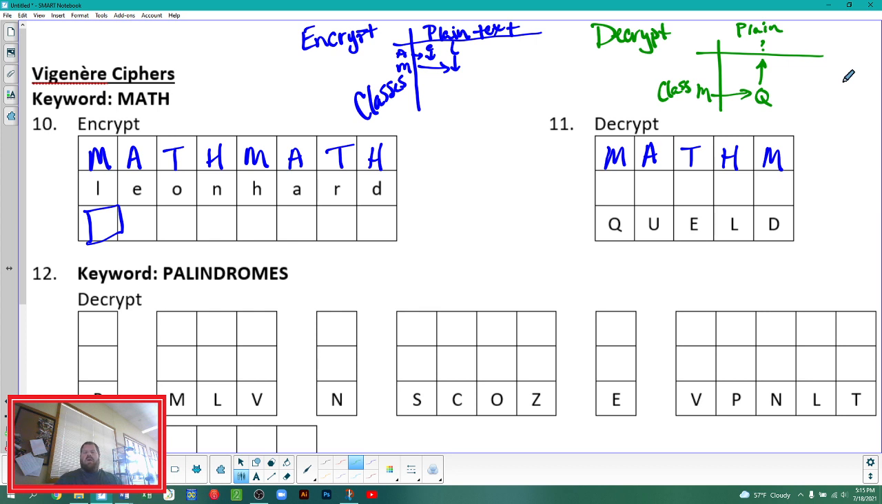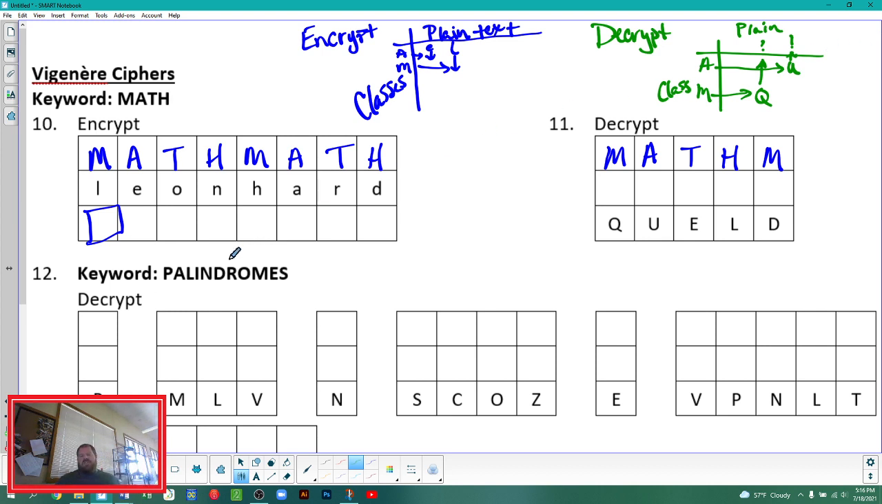So I start with my class M. I find my ciphertext in that class M, and see what plain text that becomes. Similar on the second one, I'm going to start with my class A, go until I find my ciphertext, my letter U in there, and see what plain text that gives me on the top. That one may not be that difficult, but it still does take a little bit of work to make sure that we get it right.